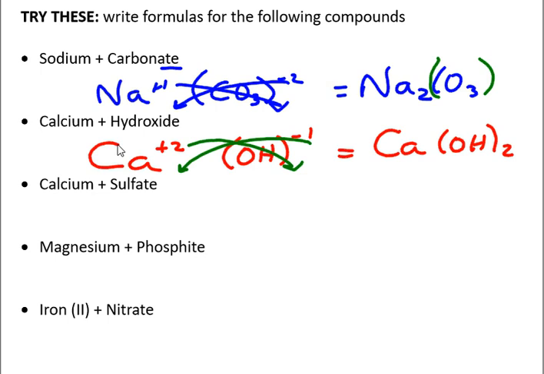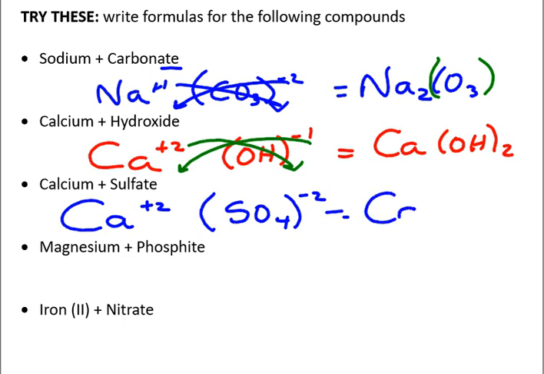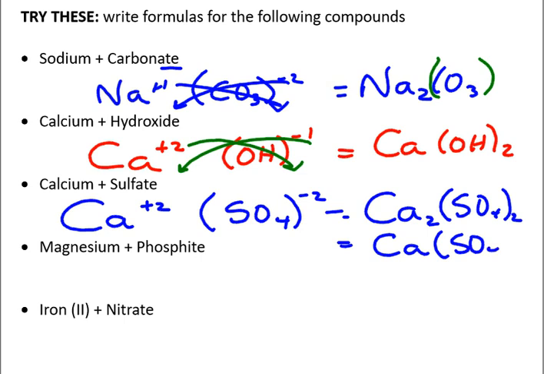Continuing along, calcium sulfate. Ca, charge +2, symbol for sulfate. It's an SO4 grouping, charge -2. When we crisscross, we're going to get Ca2 brackets SO4 2, and I can reduce this to CaSO4, calcium sulfate.